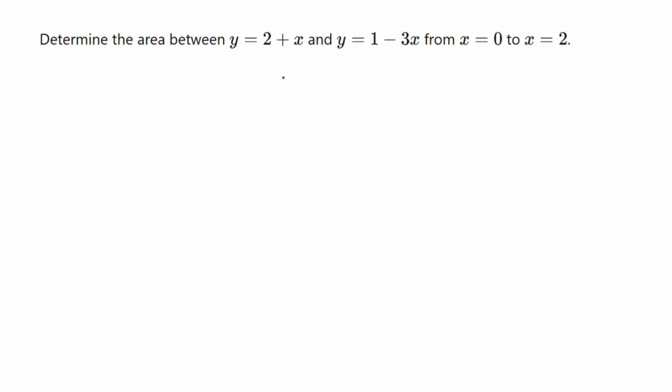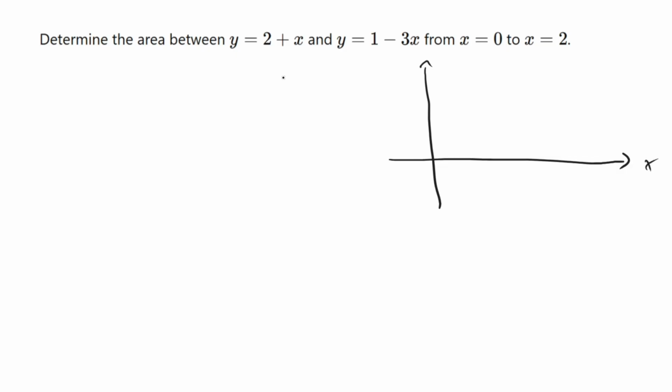Okay, so now we will go over an example. Determine the area between y equals 2 plus x and y equals 1 minus 3x from x equals 0 to x equals 2. So first of all, we have to draft these two functions.